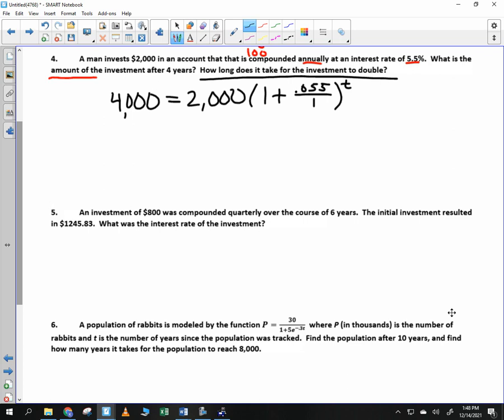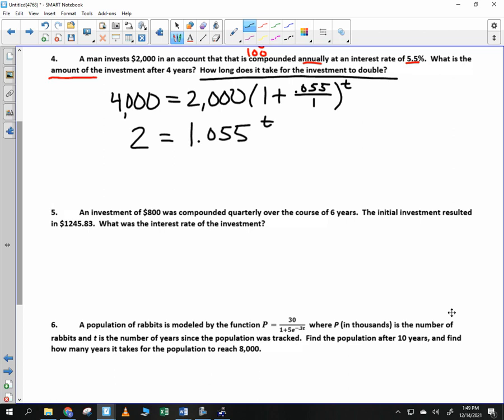So it says, how long does it take? This time I'm solving for time. We've done this before, right? So I divide by 2,000, I get 2. 2 equals 1 plus 0.5.